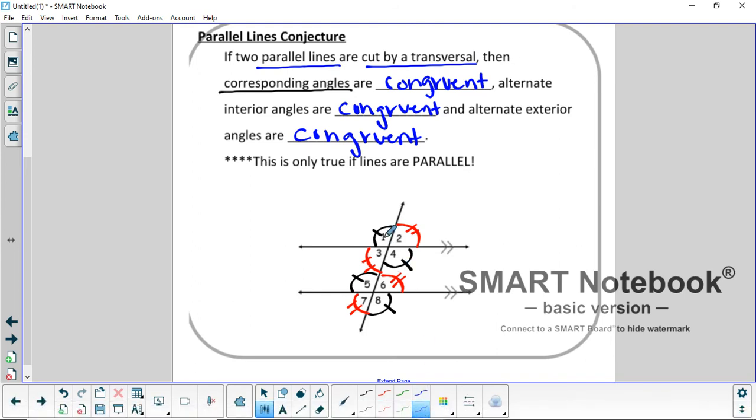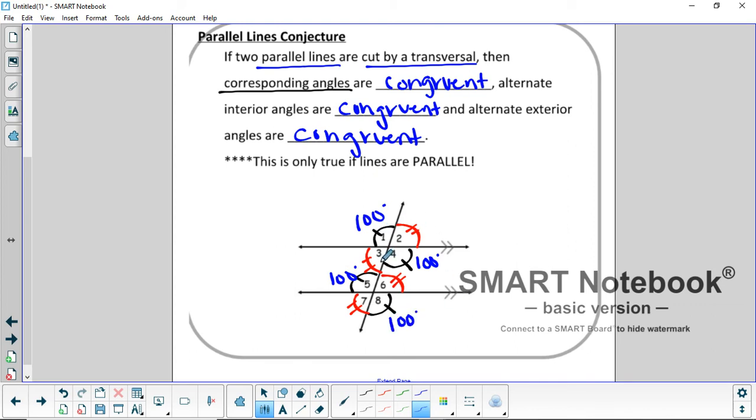So if I were to give you an example of some measurements here, and we said that angle 1 was 100 degrees, we can actually figure out the rest of these angle measurements. Angle 4 would also be 100. Angle 5 would also be 100. Angle 8 would be 100.